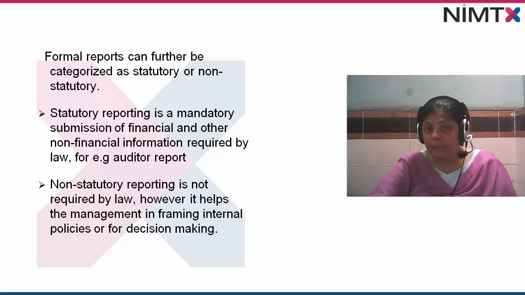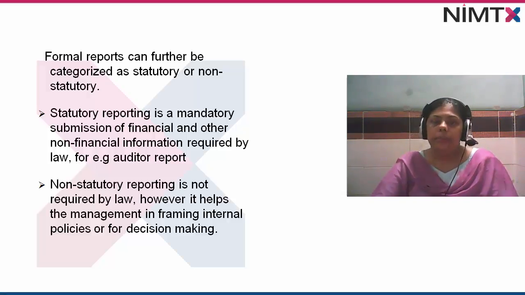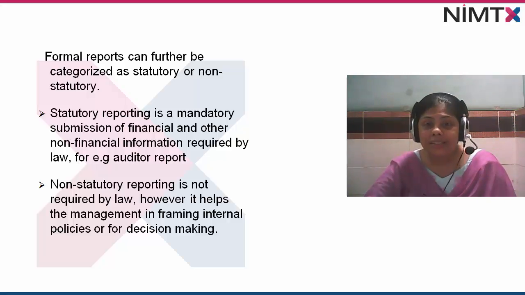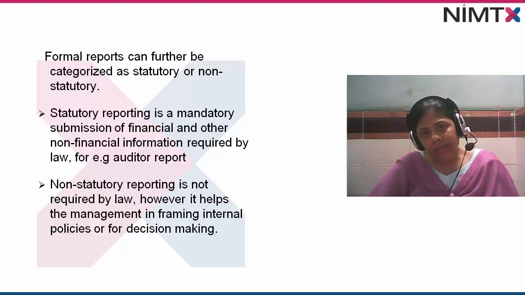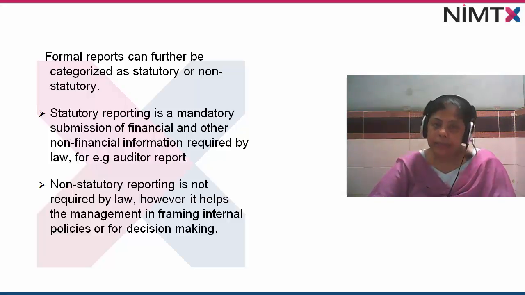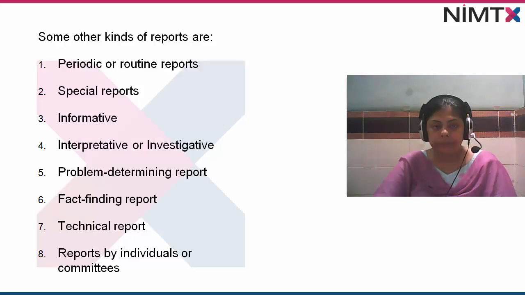It is done by an independent auditor, so it is a statutory reporting. Non-statutory, it is not required by law. However, the businesses, the management do insist on this kind of reporting because it helps them in making decisions within the organization. So we can say that an audit report, an external audit by a company, can be called a statutory reporting, and an internal audit by a company can be called a non-statutory reporting.